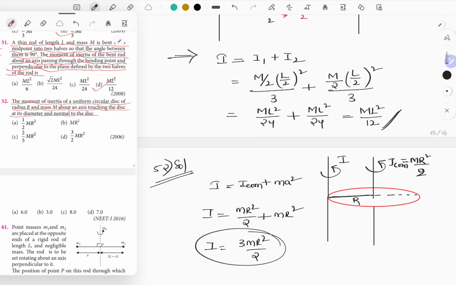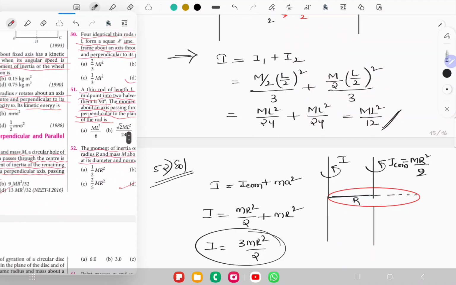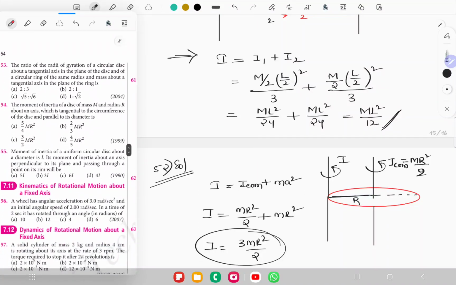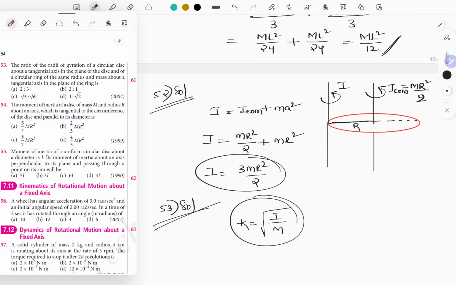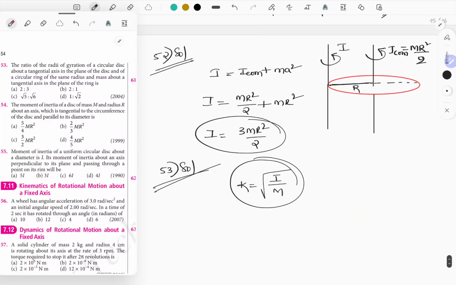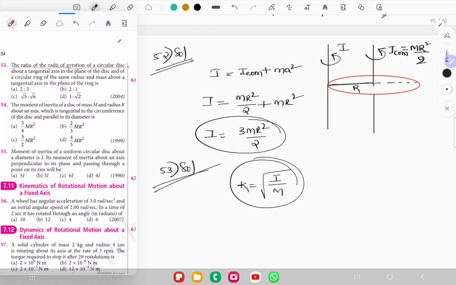So which option is correct? Option D is correct. Understood? Very good. Let me solve the next question. They're asking the ratio of radius of gyration. What's the formula for radius of gyration? First of all, let me represent that. Radius of gyration formula is root of I by m, where I is moment of inertia of the body. The ratio of radius of gyration of a circular disk about a tangential axis in the plane of the disk.